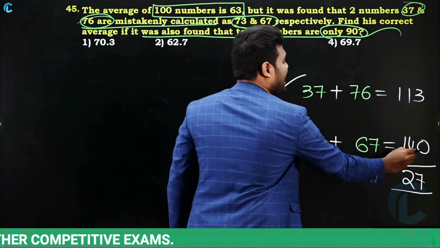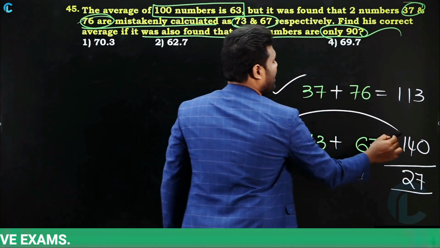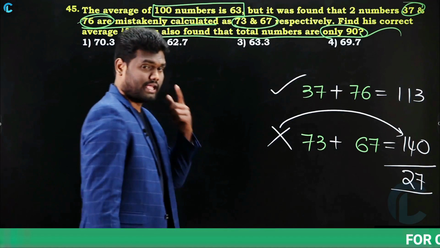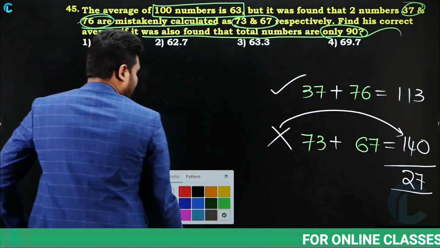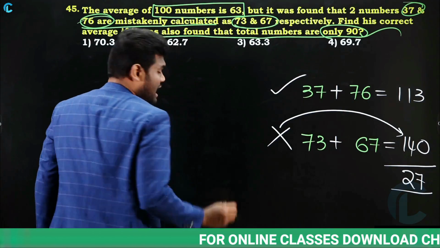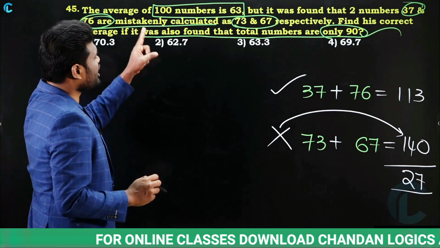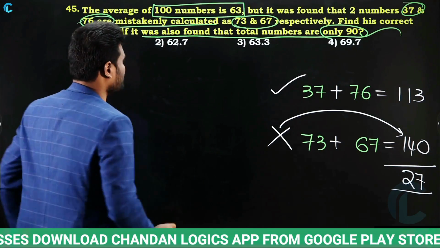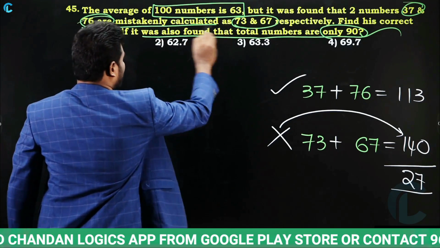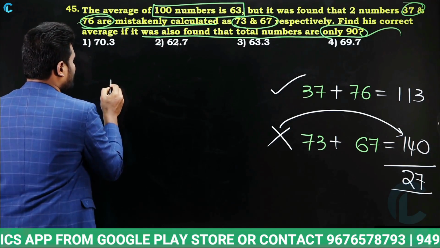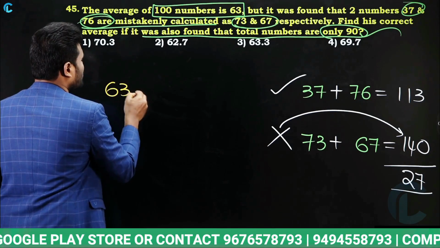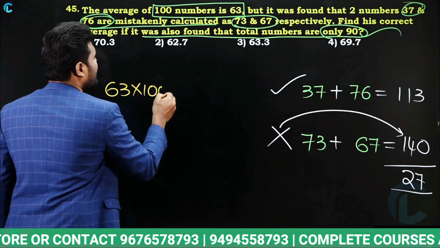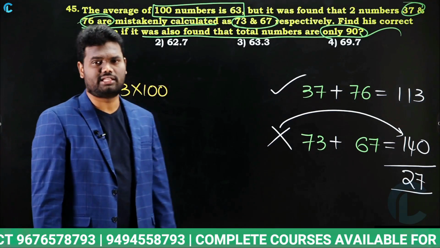Now, as the wrong value is more, you need to subtract this. Yes or no? So, let us subtract this. But as the question has mentioned here, observe carefully, the numbers are not 100 numbers, it is only 90 numbers. So, what am I supposed to do? 100 numbers sum is going to be 63 into 100. Yes or no? 100 numbers sum is going to be 63 into 100.